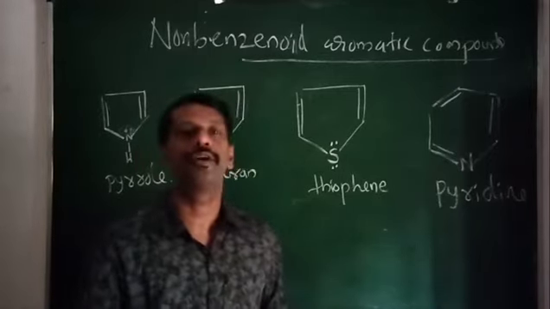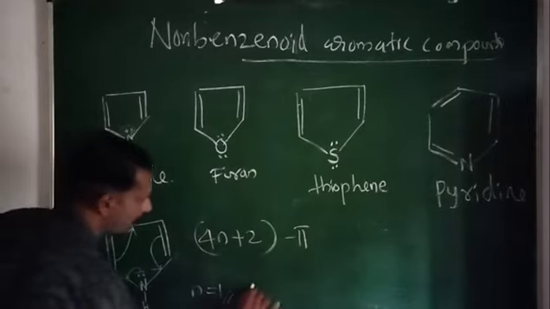Now we are looking at the other conditions. First condition: cyclic, of course. Second condition: the molecule is planar. And the third condition: 4n plus 2 pi electron system. Look at whether it is satisfying 4n plus 2. When n equals 1, what do we get? 4 into 1, that means 6.